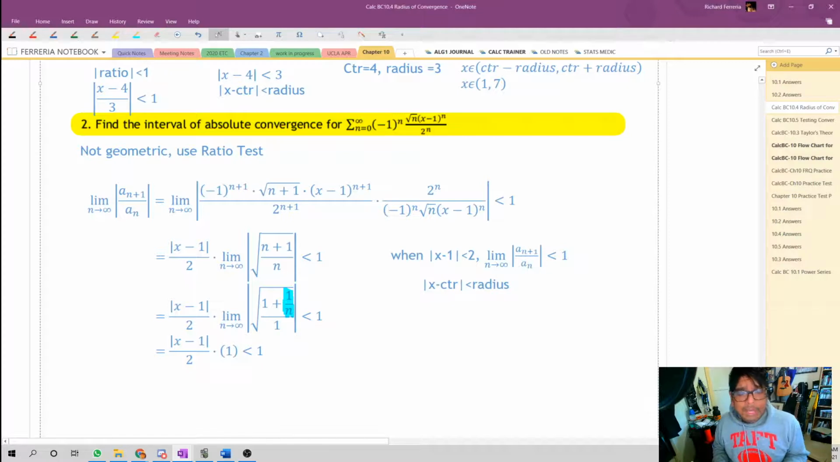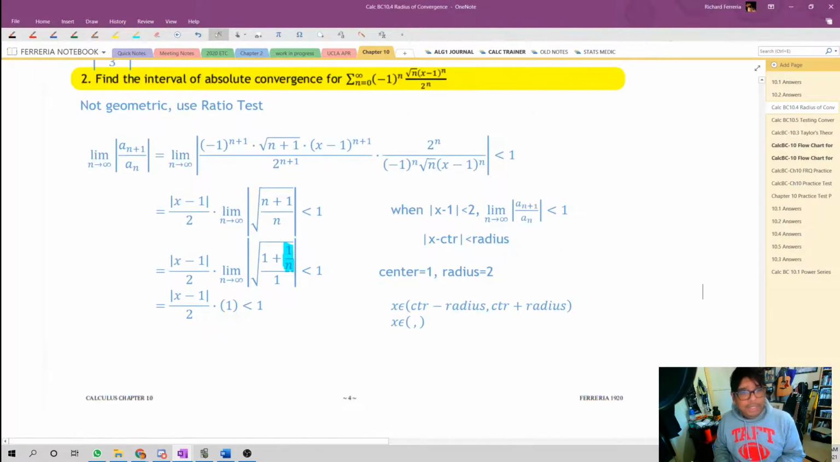We'll compare that to |x minus center| less than the radius, and that tells me pretty plainly that the center is 1 and the radius is 2. Just like the previous problem, we're going to do 1 minus the radius to 1 plus the radius, and that gives us negative 1 to 3. And the interval of absolute convergence is negative 1 to 3.